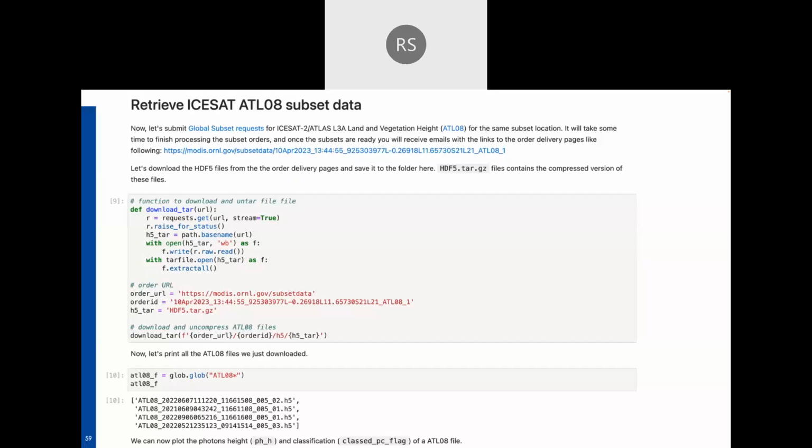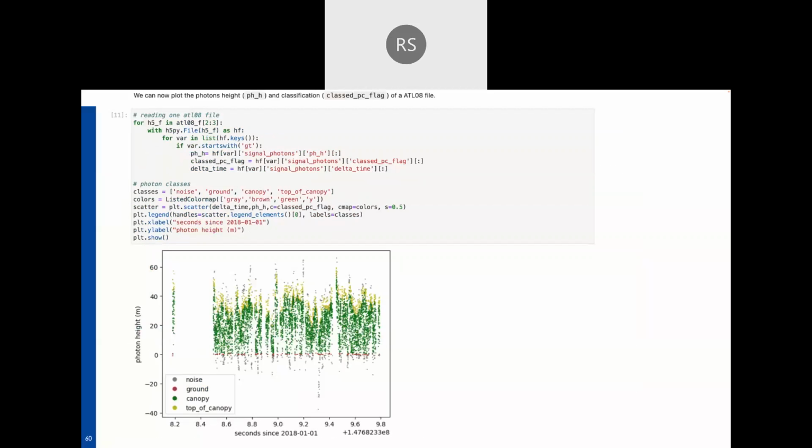Now we can quickly plot the photon heights and the classification, which comes in the classed_pc_flag variables of the ATL08 files. This chart shows the distribution of the photons for one subset file. The y-axis shows the height of the photons in meters. The canopy top is indicated by yellow, and the ground is indicated by brown. The gray photons are mainly noise that goes below zero and above here as well.